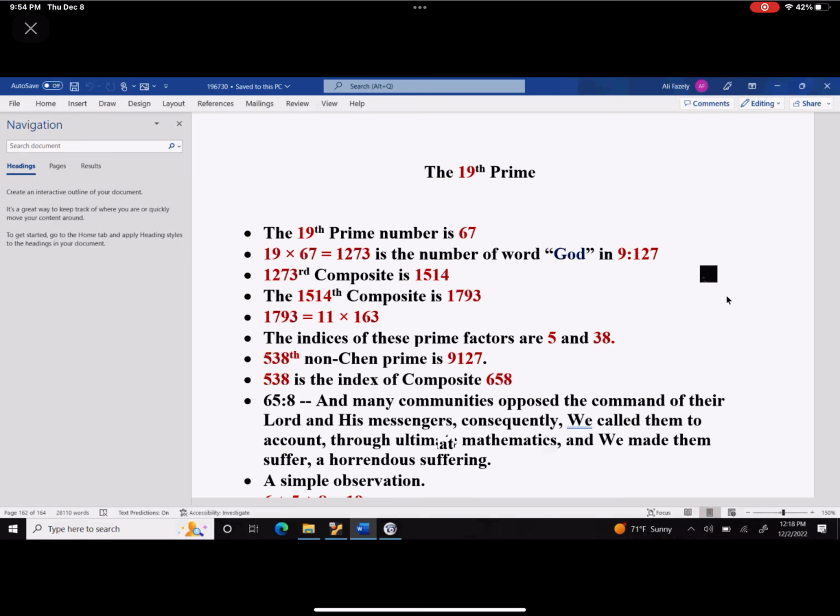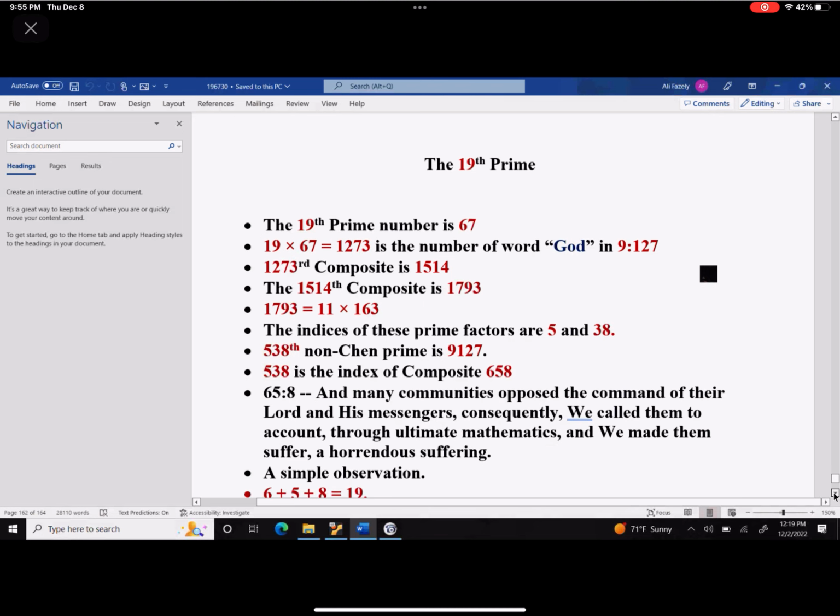Remember now? I said this before with multiplying 19 by 30, which is the 19th composite. It gives you 570, and 570 happens to be a Gaussian prime. The 570th Gaussian prime is 9127. So that's how, but this time I didn't even use 30. It's just 19 and 67. From this, again, we are getting the same information that 9 has 127 verses. Now, let's see what it does after this. Just the 19th prime number.